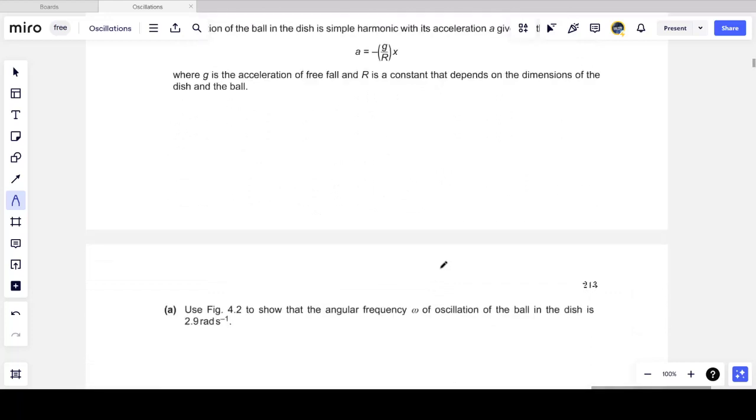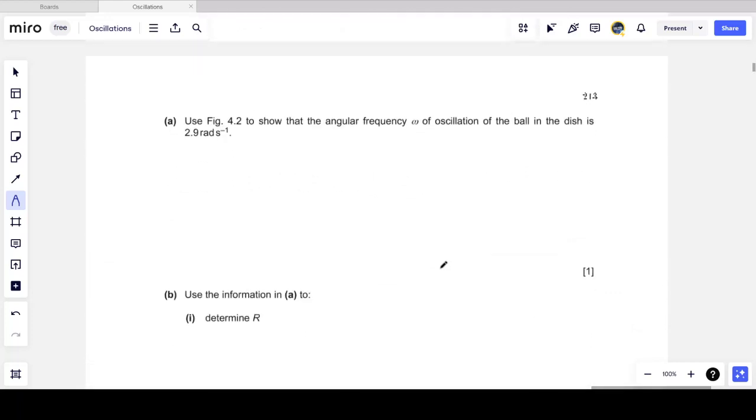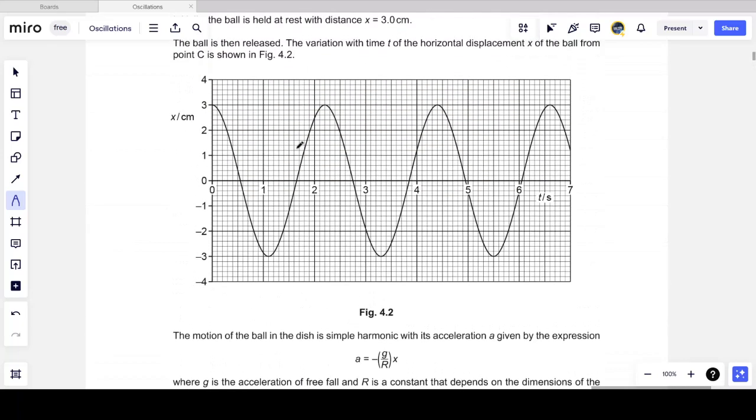So we can see that this is simple harmonic, and we are asked to use figure 4.2 to show that the angular frequency omega of the oscillation of the ball in the dish is 2.9 radians per second. Am I given enough information? Well, I know that angular frequency omega can be written as 2 pi over the period of oscillation. And if I look at this graph quite carefully, I can find that the period of oscillation is 2.2 seconds.